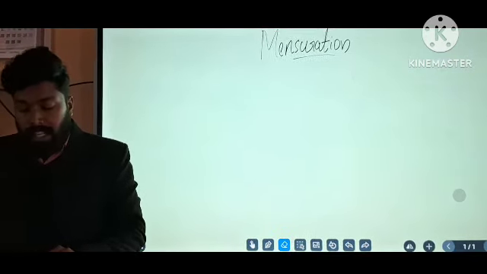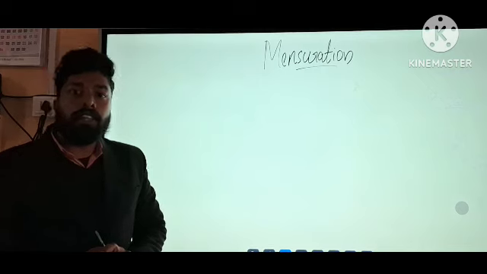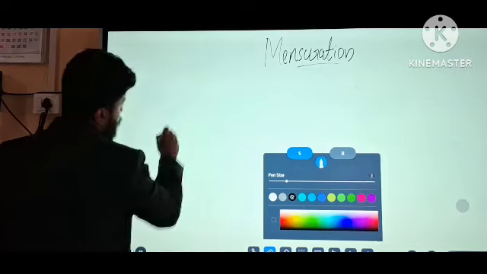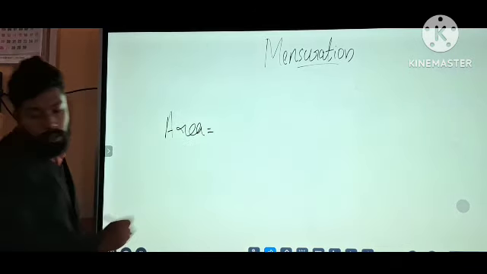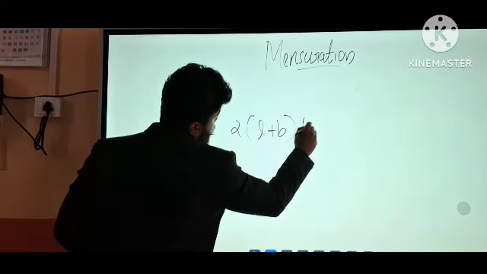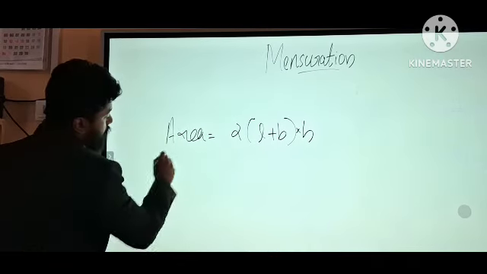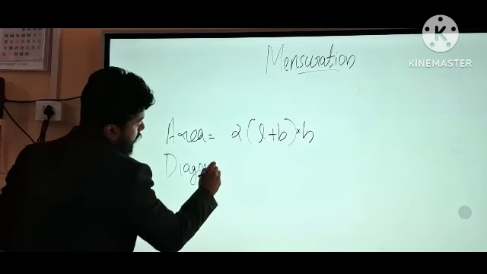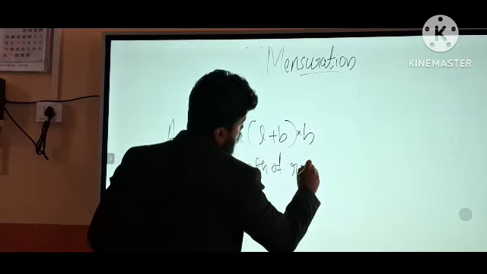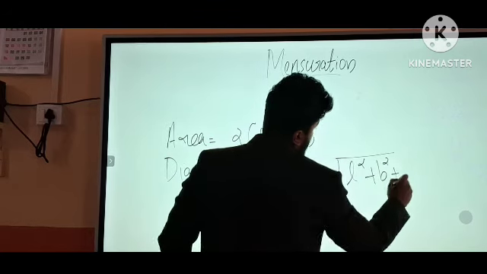It is directly given that if L, B and H are the dimensions of the wall, that is length, breadth and height, then area is equal to 2 into L plus B into H. And the diagonal length of the room is equal to root of L square plus B square plus H square.